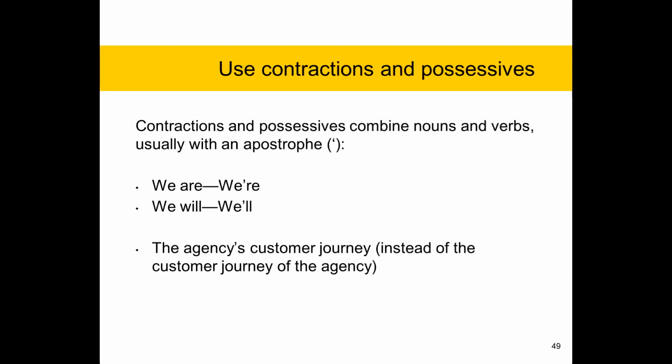Another thing, and this is a big surprise to some people, you can use contractions and possessives. That's when you combine nouns and verbs, usually with an apostrophe. This is something we do a lot speaking, and it's literally elision. You're moving words together, and it makes for easier reading as well.